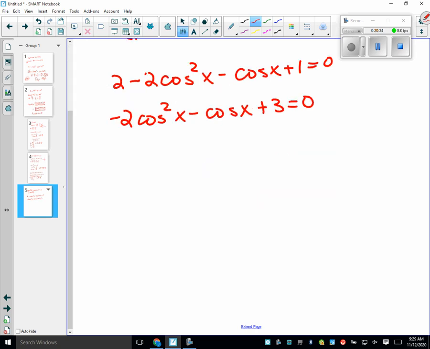Okay, now what? So the first number is negative: 2 cosine squared x plus cosine x minus 3 equals 0. Yeah, and then you factor it. Factor it for me. You get negative 2 and positive 3 over 2.